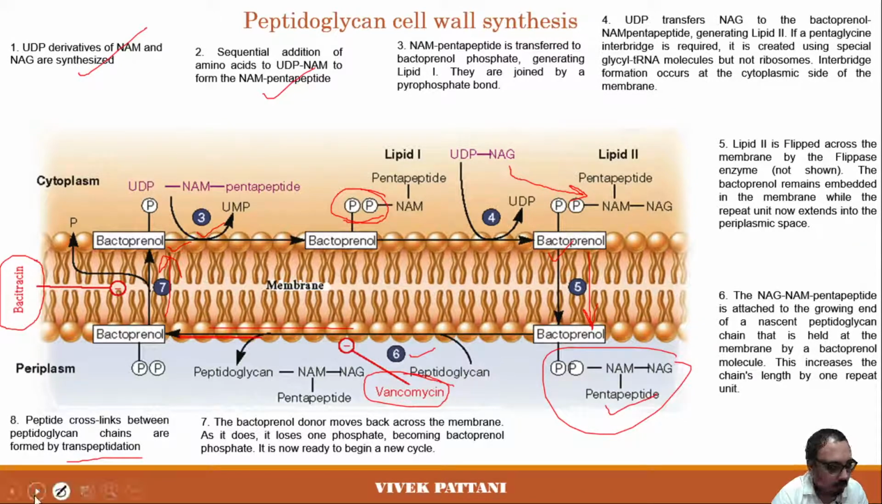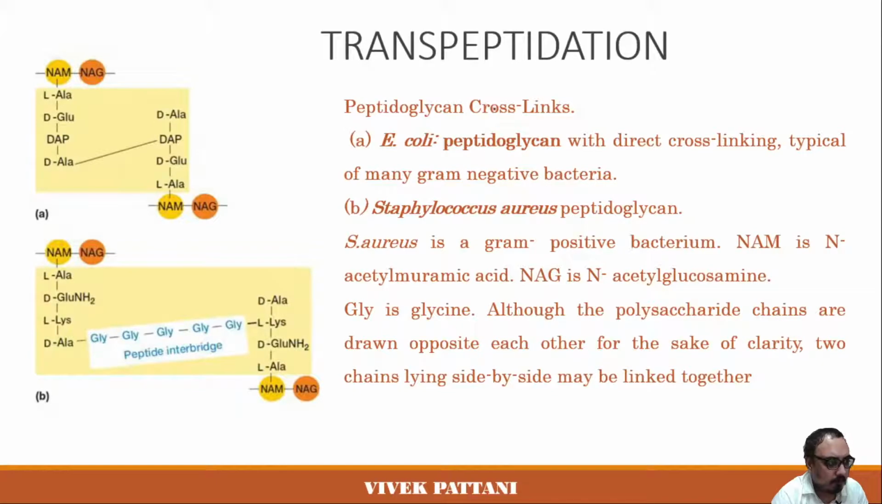Okay, another side of the membrane. Now moving further with the transpeptidation, you can clearly see the differences between E. coli and Staphylococcus aureus peptidoglycan. In the case of E. coli, with direct cross linking, typical of gram negative bacteria, this one is a cross linking, and you can see the systems here.